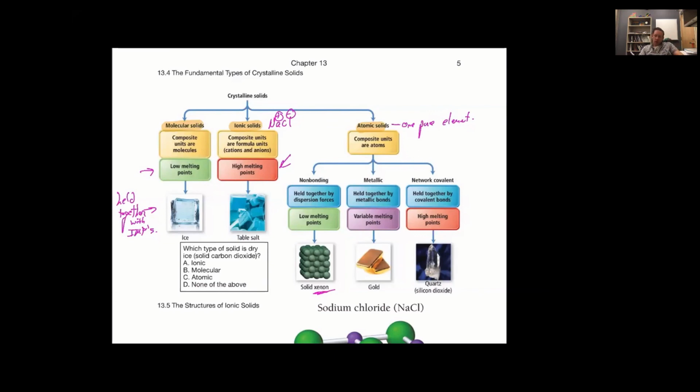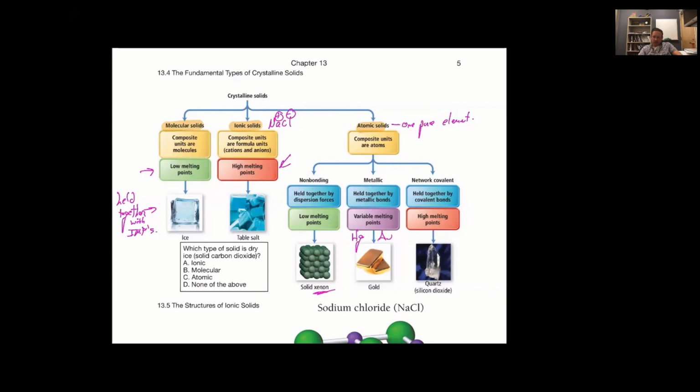Then you have your metallic atomic solids. These are all the metals. Most of the periodic table are metals. They have variable melting points. Mercury has a really low melting point. Gold is somewhere in the middle. And then some of the other metals have really high melting points.